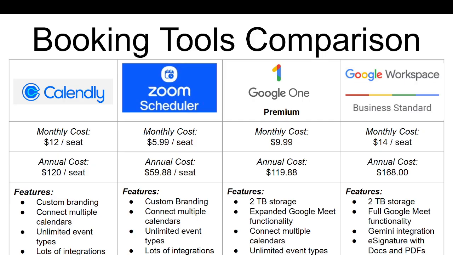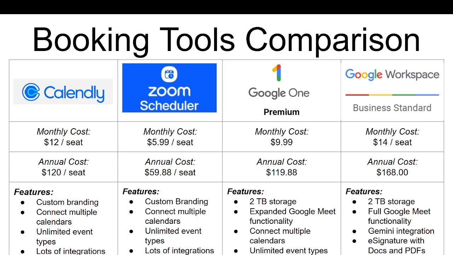All of the booking tool stuff, you get the same stuff you get with the paid version of Calendly or Zoom Scheduler. You get the ability to connect multiple calendars, unlimited event types. You don't have as many integrations because it's designed to integrate with Google stuff. You don't have that same level of custom branding. This is one area where the tool falls a little bit short of Calendly and Zoom. If you want it to look really pretty and match your brand, it's not really going to do that. It's just kind of going to have your picture.